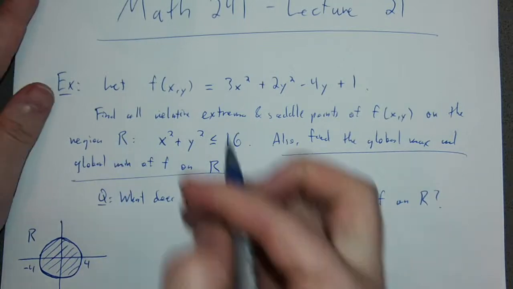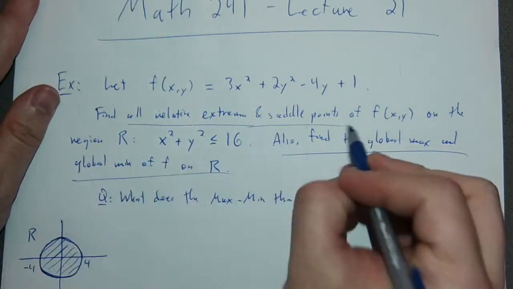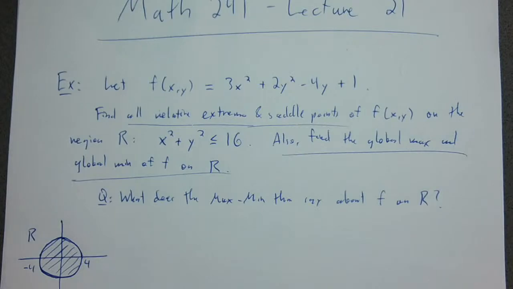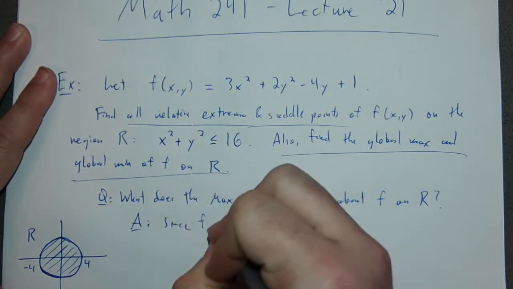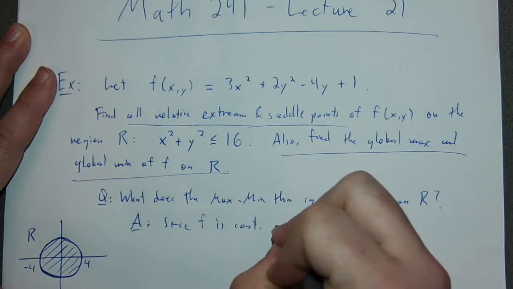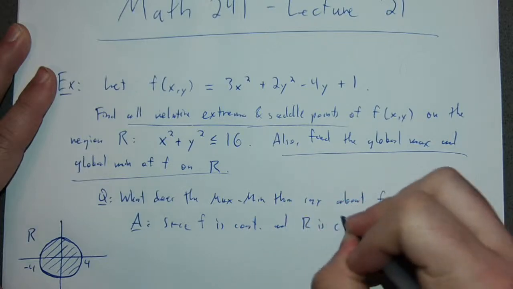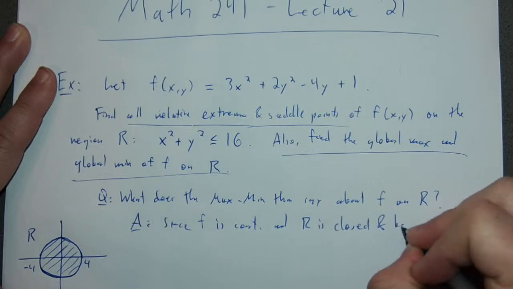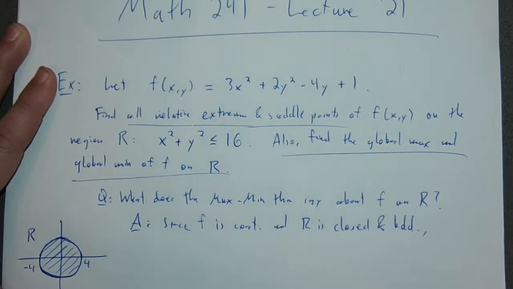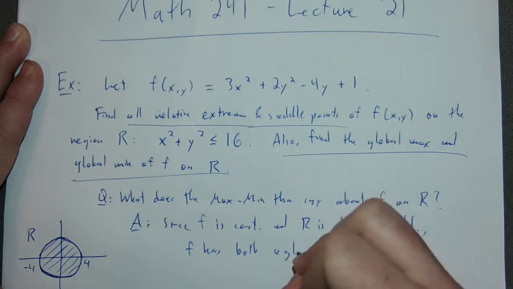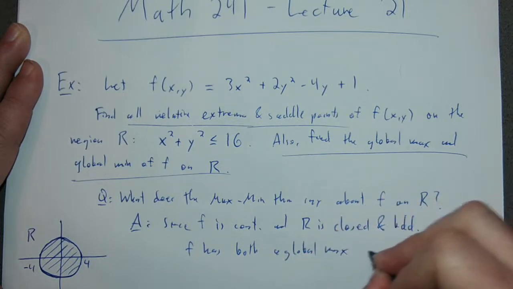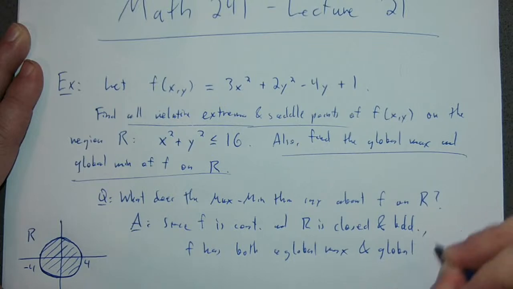But this question asks specifically to find all relative extrema and saddle points, and so we're going to have to use the second partials test for this one. Okay, but what does the max-min theorem say about f on R? The answer is that since f is continuous and R is closed and bounded, the max-min theorem says that f has both a global max and a global min on R.